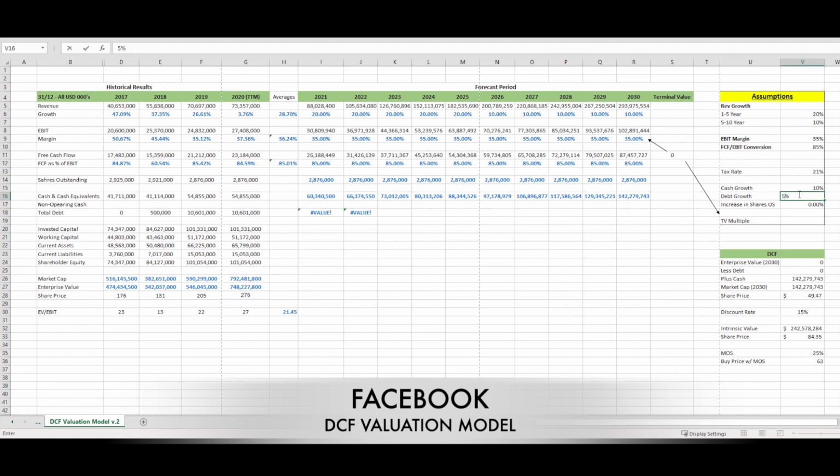Debt growth, let's go with 5%. They've taken on some debt, but they don't really need debt. They are a very self-sustaining business. And we just drag that across. And now our whole forecast period is complete. We've got all the numbers that we need.